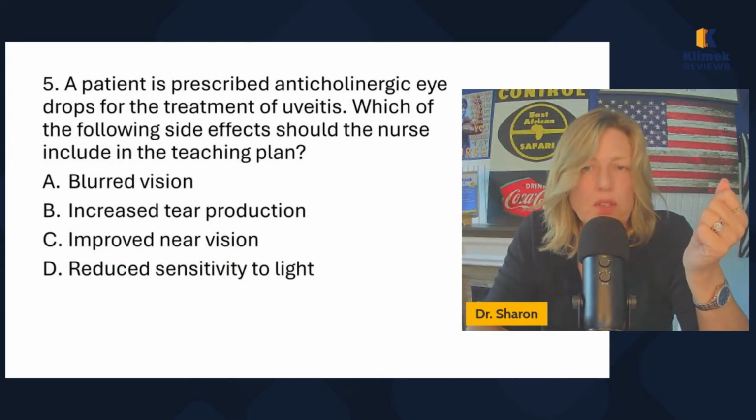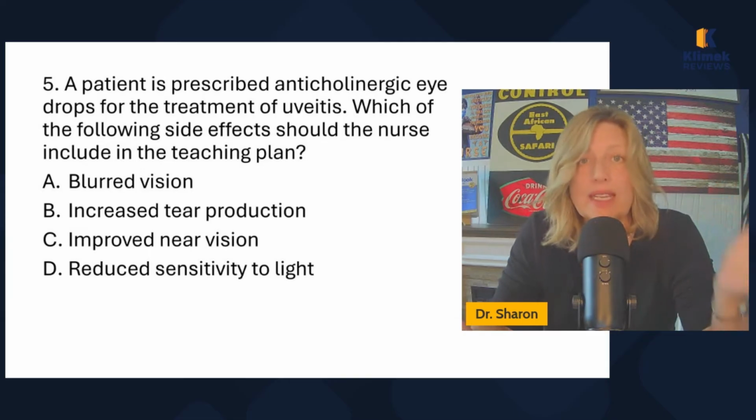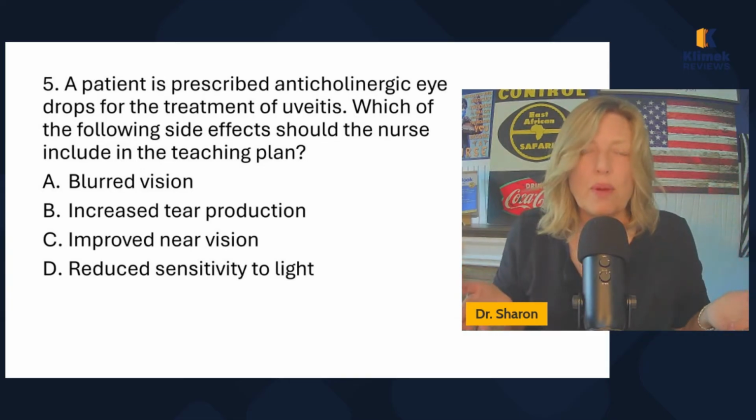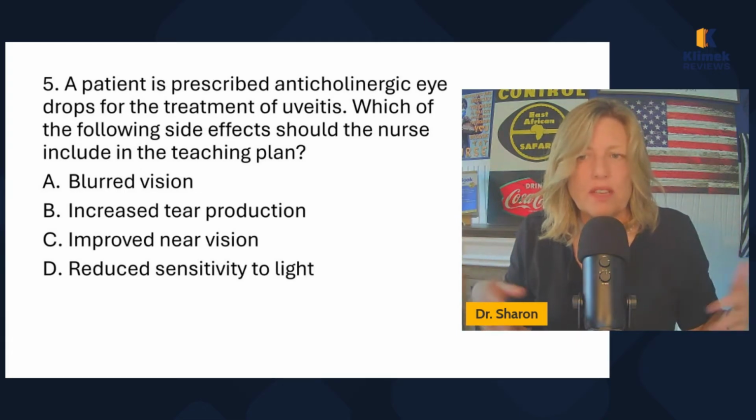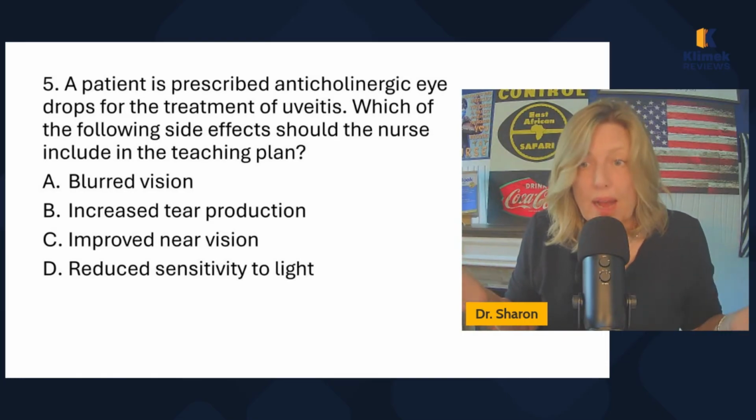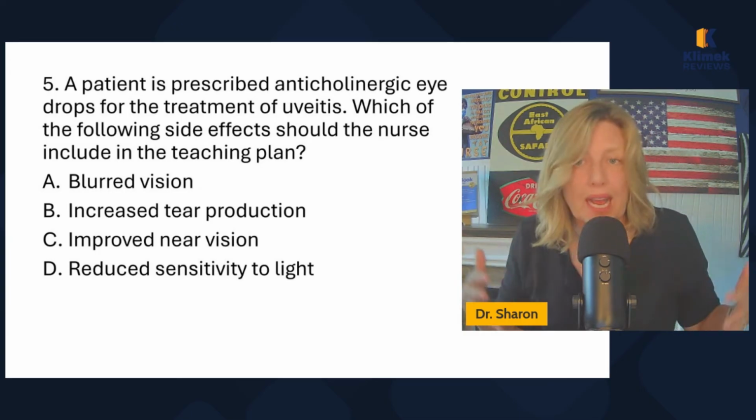5, a patient is prescribed anticholinergic eye drops for the treatment of uveitis. Which of the following side effects should the nurse include in the teaching plan? So I don't know what uveitis is. Let's say I don't know what uveitis is. I could probably figure it out if I know my prefixes and my suffixes, because itis is an inflammation, but nevertheless. So they're giving this anticholinergic eye drop. It must be an eye problem. If they're giving an eye drop, it must be an eye problem.